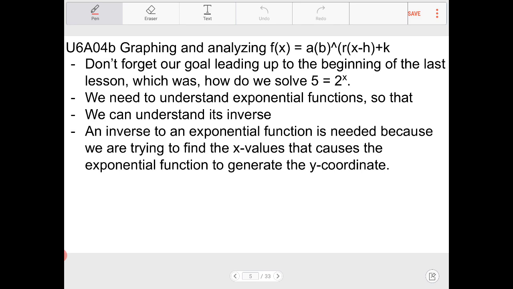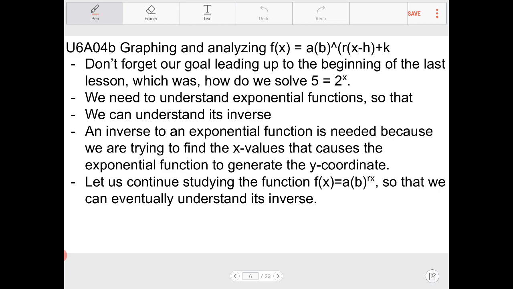In that pursuit, an inverse to an exponential function is needed because we are trying to find the x values that cause the exponential function to generate those y coordinates of 5. So let us continue studying this exponential function of the form f(x) = a times b to the rx, so that we can eventually understand its inverse.